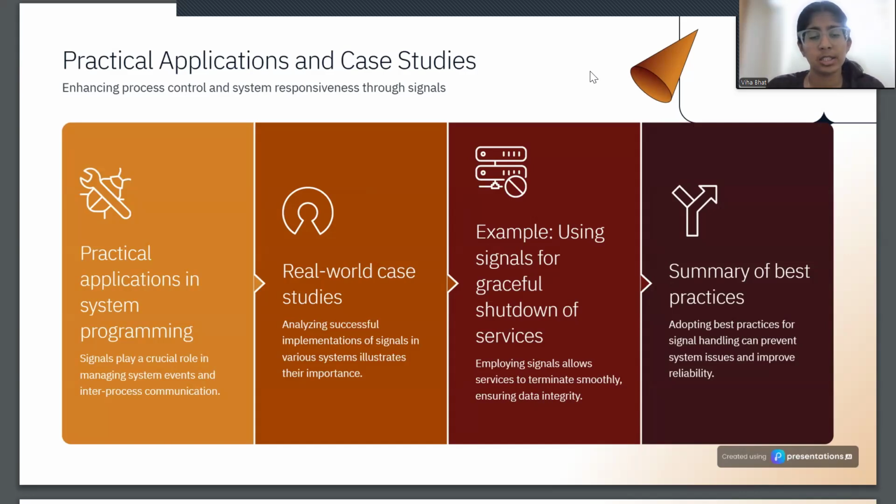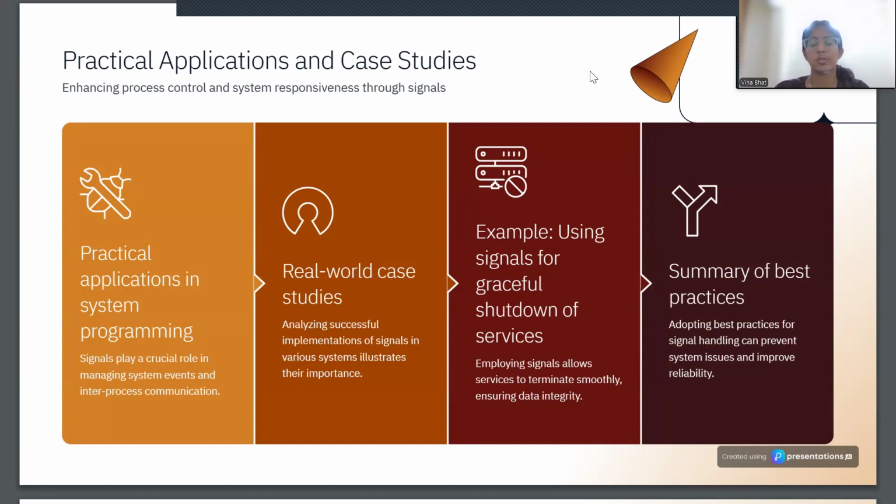Next, we're going to see the practical applications and case studies. The first practical application in system programming is that signals play a crucial role in managing system events and inter-process communication. In real-world case studies, we see that analyzing successful implementations of signals in various systems illustrates their importance. Next, in examples of using signals for graceful shutdown of a service, employing signals allows the service to terminate more smoothly, ensuring data integrity and security.